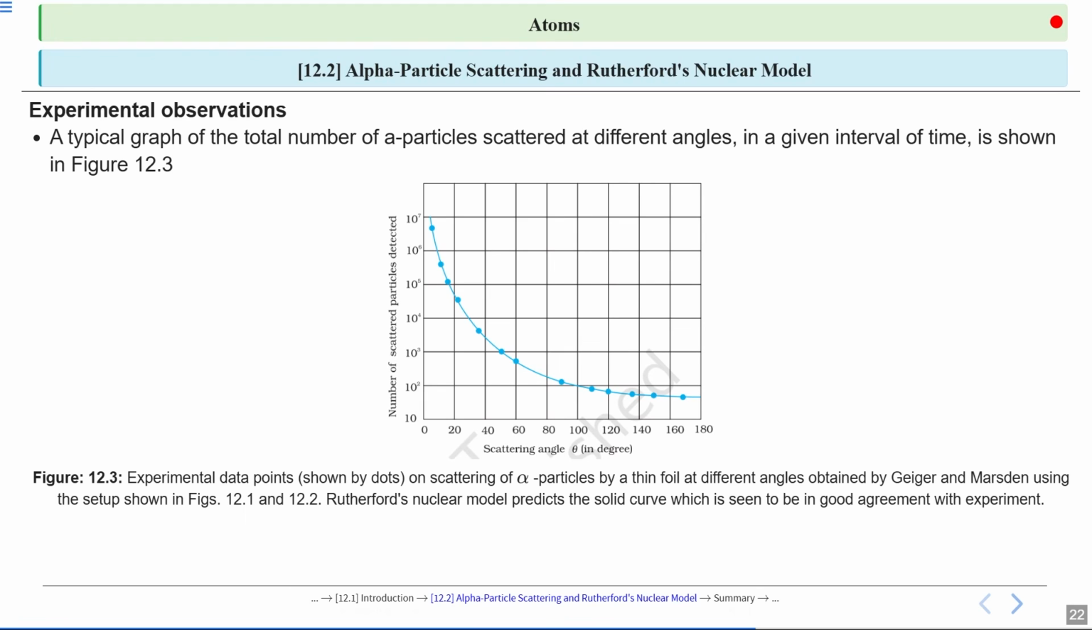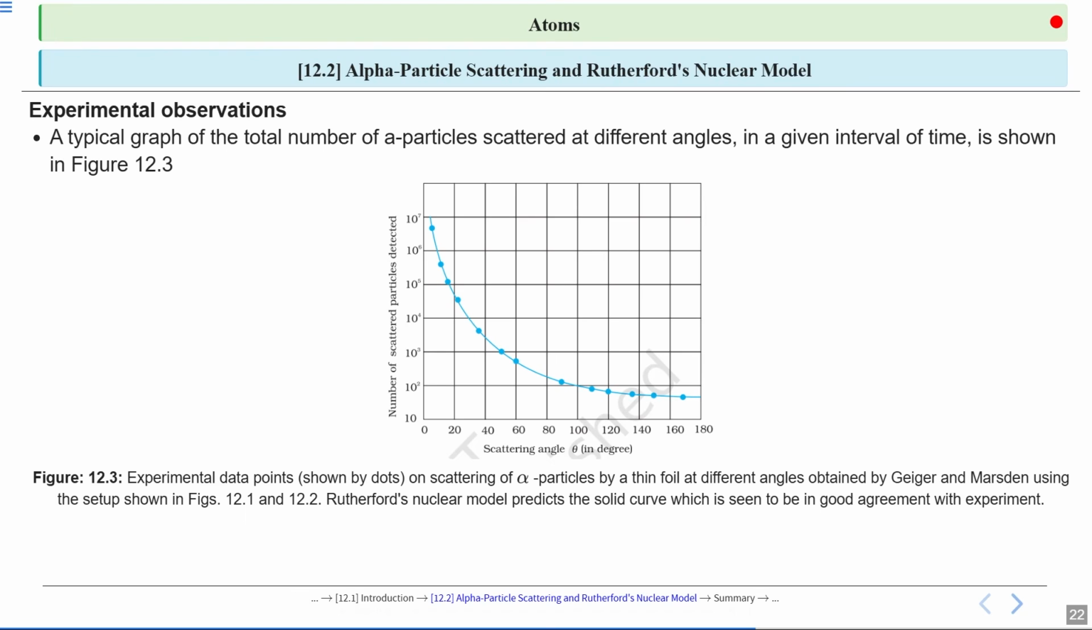You can see in the plot that the dots represent the data points. On the x-axis the scattering angle theta is given, and along the y-axis is the number of scattered particles detected. For large angles, greater than 90 degrees, the number of scattered particles is very small. For small angles, less than 40 degrees or nearly 20 degrees, the alpha particles are very large in number.